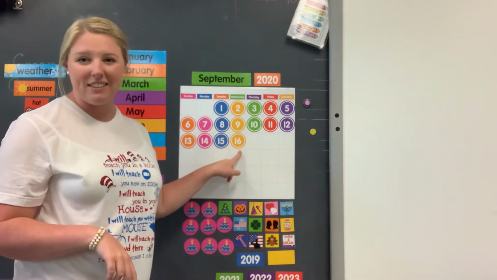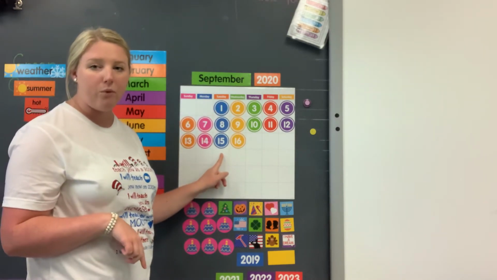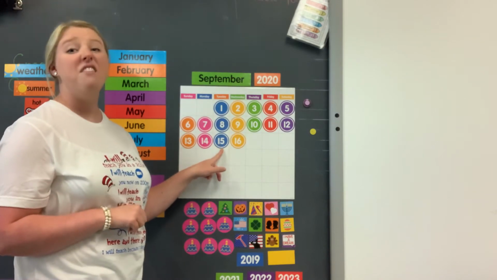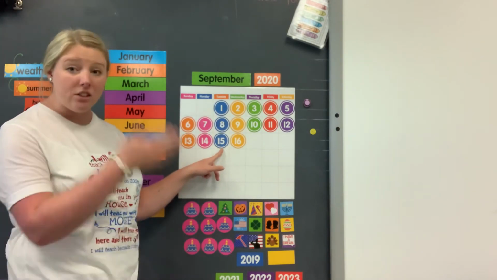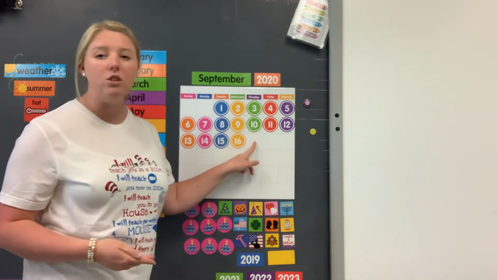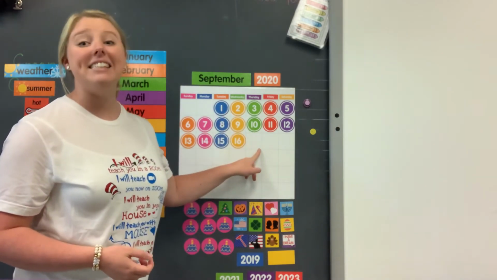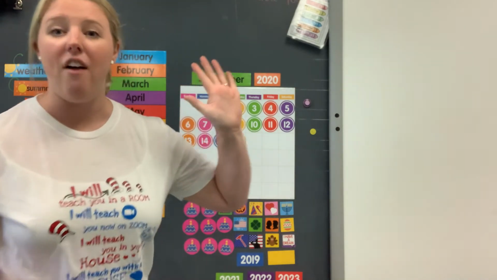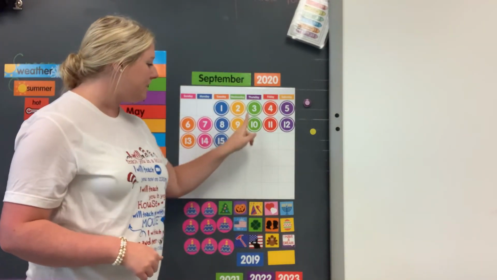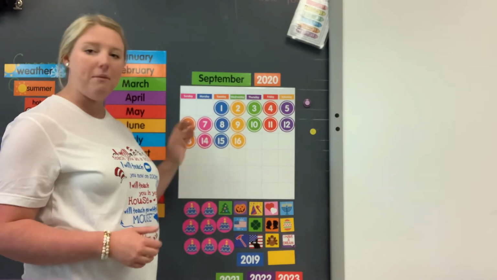If today is the 16th, let's do our number first. What is the number before 16? What comes before 16? We gotta go backwards. Come to the blue. What number is this? 15. So yesterday was the 15th. Today is the 16th. What will tomorrow be? 15, 16, 17. If you said 17, air high five. Good job, boys and girls. All right, so 15, 16, 17. Tomorrow's gonna be the 17th. Today's the 16th. Yesterday was the 15th.